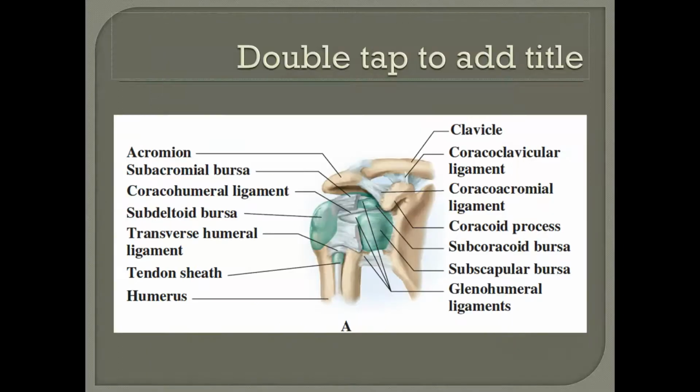Okay, next slide. We are looking at the different bursa sacs. All that green area is different bursa sacs throughout the shoulder.